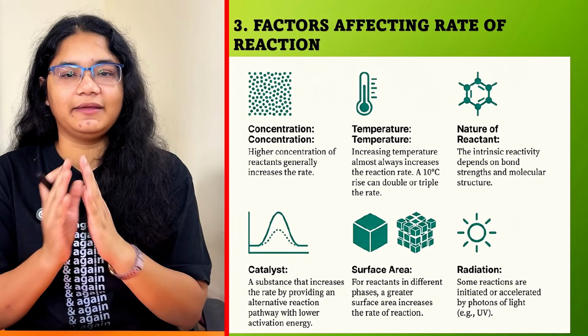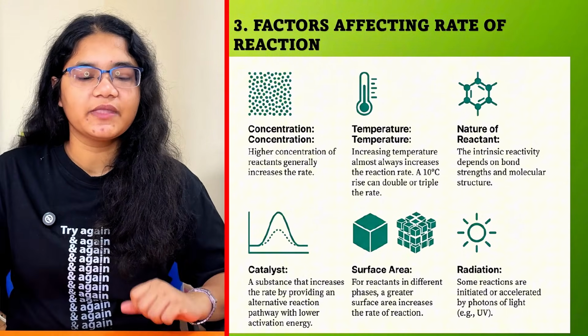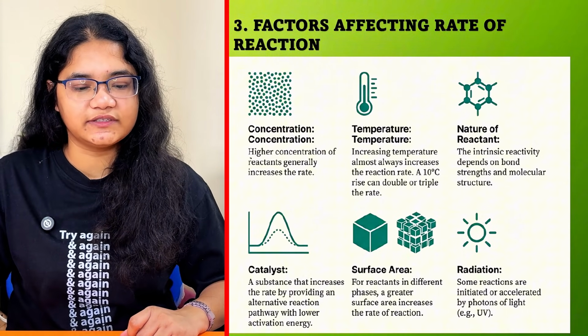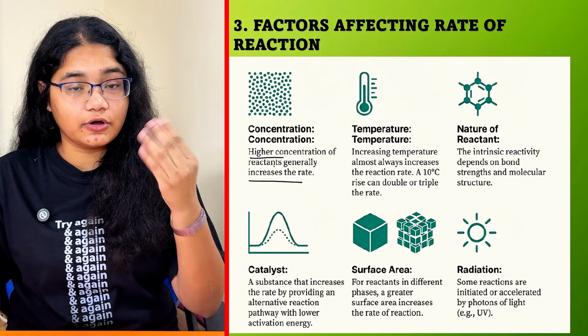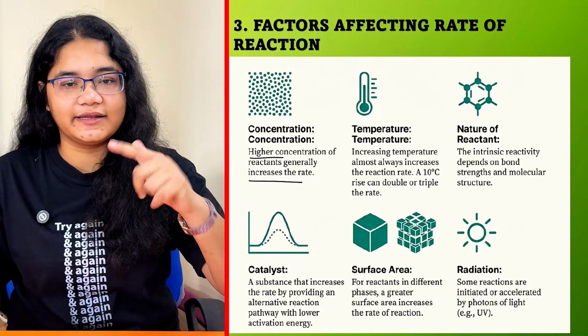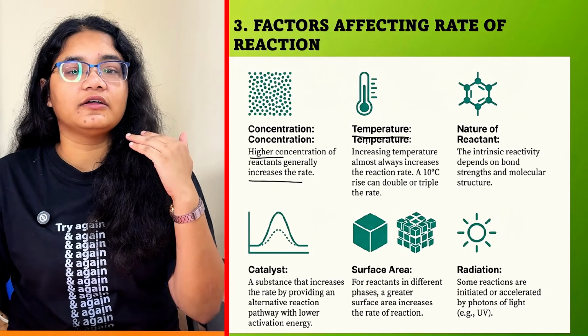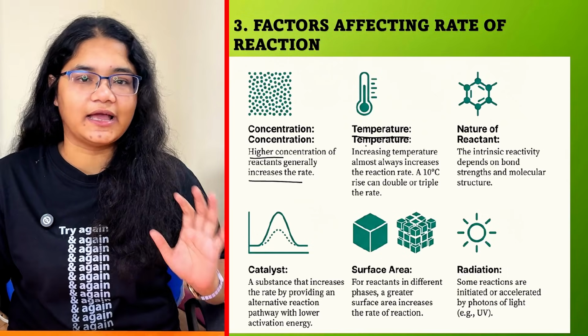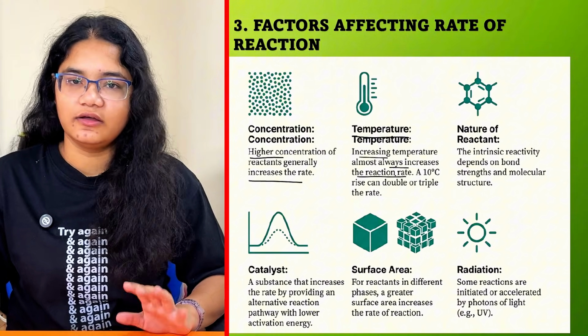Now let's talk about the factors affecting the rate of a reaction. So basically 3 major factors are there, but in total we have 6 factors. So let us understand one by one. So first is concentration. If the concentration increases, the rate of the reaction will increase. The rate depends on the concentration of the reactants. The next factor is temperature. Again here, if the temperature increases, the rate of the reaction will increase.